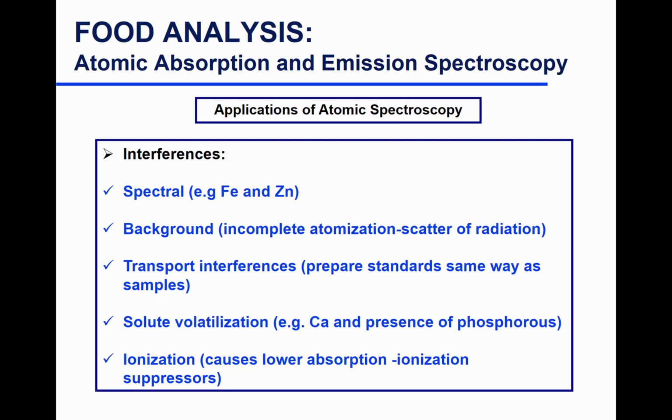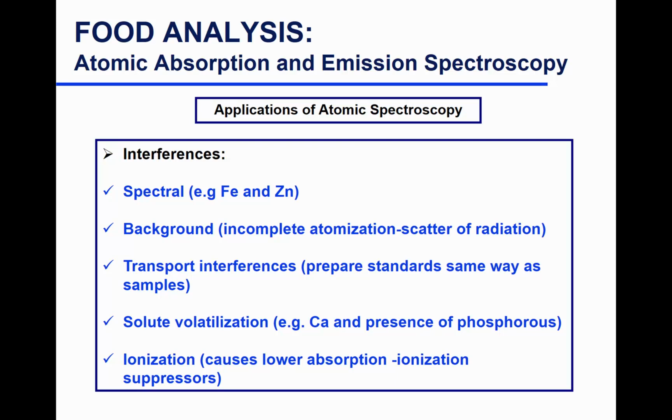Solute volatilization, this is really important in the case of calcium, and you'll do this in the lab. Calcium has a tendency to form big compounds with phosphates. Like in cheese, you have a lot of calcium and a lot of phosphate. So you have what is known as calcium pyrophosphate formed, which is a huge molecule with a lot of calcium and a lot of phosphates interacting with each other.